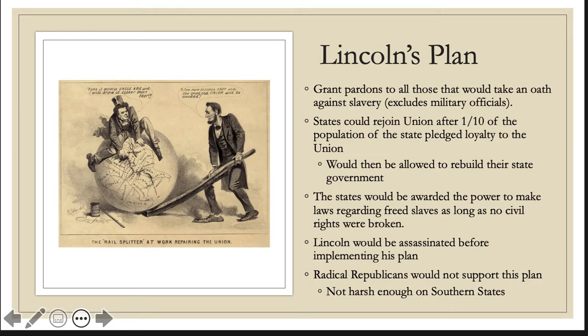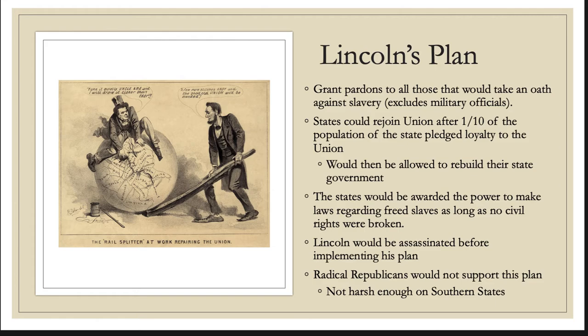The first plan for Reconstruction, and I guess the most obvious, would be Lincoln's plan for Reconstruction. Lincoln is going to be assassinated just a few days after Lee surrendered at Appomattox, so he does not get to implement this plan, but it was a widely known plan that Lincoln had on how the Confederate States would rejoin the Union. First, Lincoln wanted to grant pardons to all those that would take an oath against slavery.